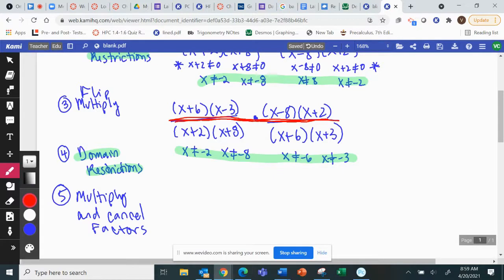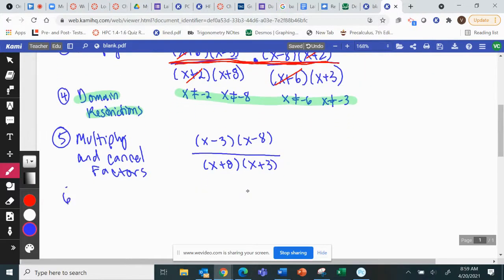So do we have any parentheses we can cancel? The 2's and the x plus 6's. So now I have x minus 3, x minus 8 over x plus 8, x plus 3. So that's step 5. Step 6, domain restrictions. So x does not equal negative 8. x does not equal negative 3.